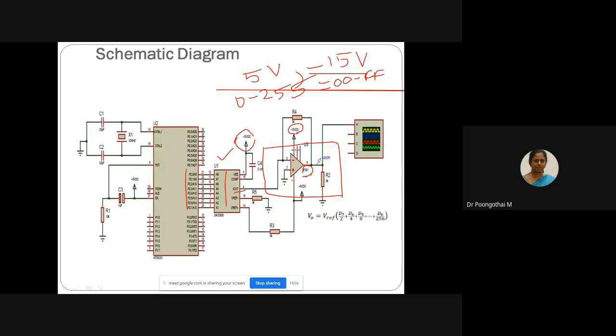And next one, V reference. So V reference is attached with ground through this 5K resistance. As specified in the data sheet, you have to connect a 5K resistance to ground at your V reference minus.